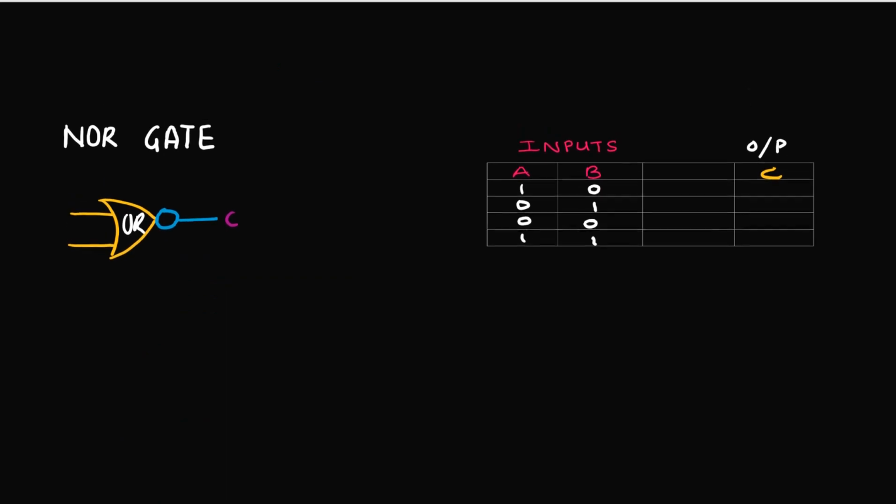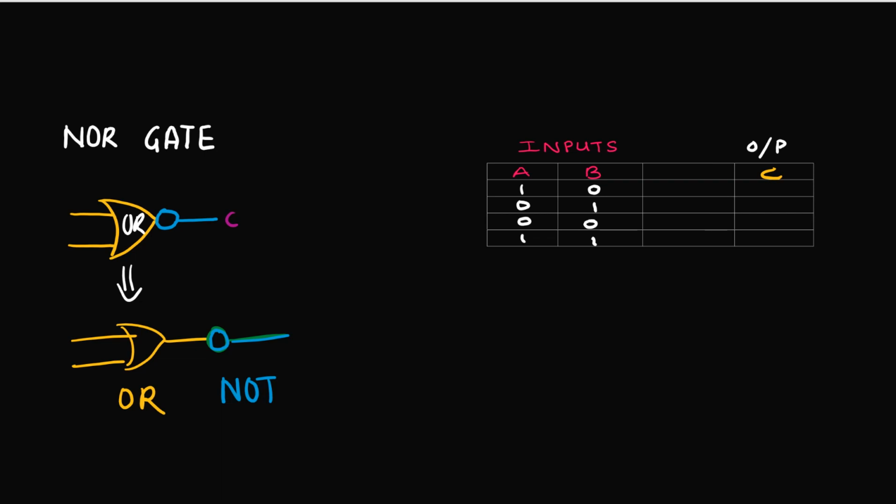Now coming to the NOR gate. Now these are combination gates. I use this word combination gate to tell you that it is made up of two gates. So this yellow section here represents the OR gate, and the blue section here stands for the NOT gate. So what you get is an output that is a result of the working of both the gates.